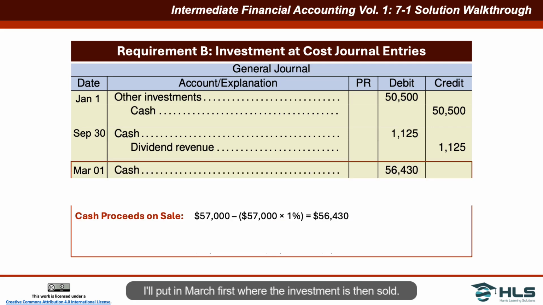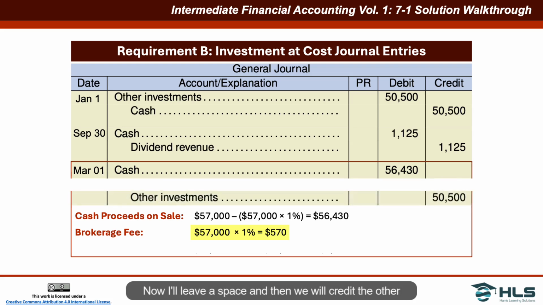I'll put in March 1st, where the investment is then sold. So first, we're going to determine the cash proceeds on the sale, which is calculated as the $57,000 proceeds less a 1% commission, or $57,000 times 1%, which results in net cash proceeds of $56,430. This means the brokerage fee is $570, or 1% of $57,000. Now I'll leave a space, and then we will credit the other investments account for its carrying value at cost of $50,500. There's no calculation required for that because that's what it's carried at.